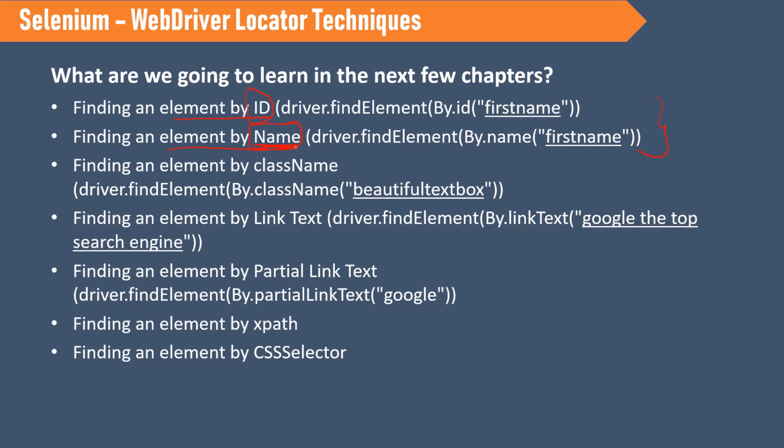And we will also see how to find an element by its class name and by linkText, by partialLinkText, by Xpath, and by CssSelector. So in the next few videos we will see all these things.